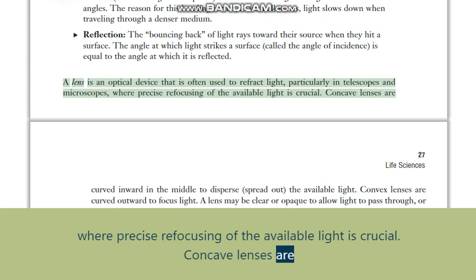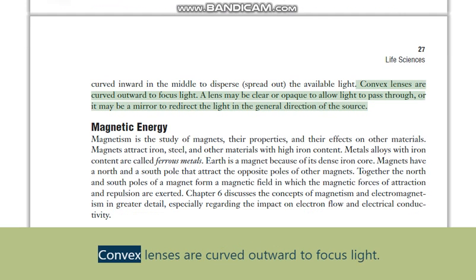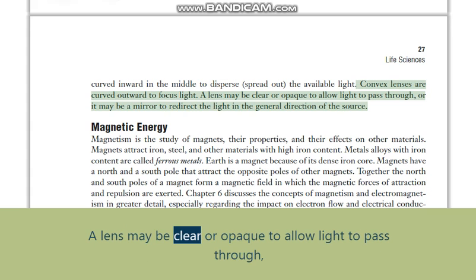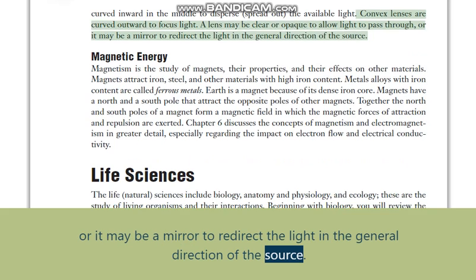Concave lenses are curved inward in the middle to disperse, spread out, the available light. Convex lenses are curved outward to focus light. A lens may be clear or opaque to allow light to pass through, or it may be a mirror to redirect the light in the general direction of the source.